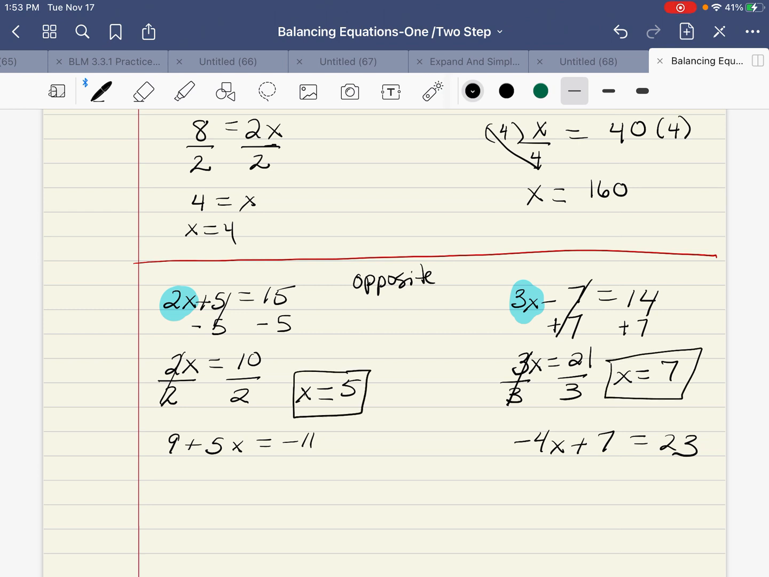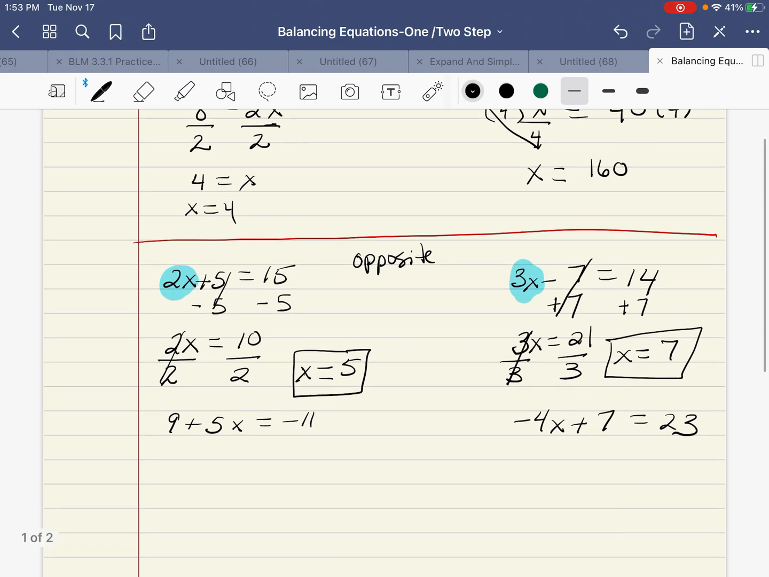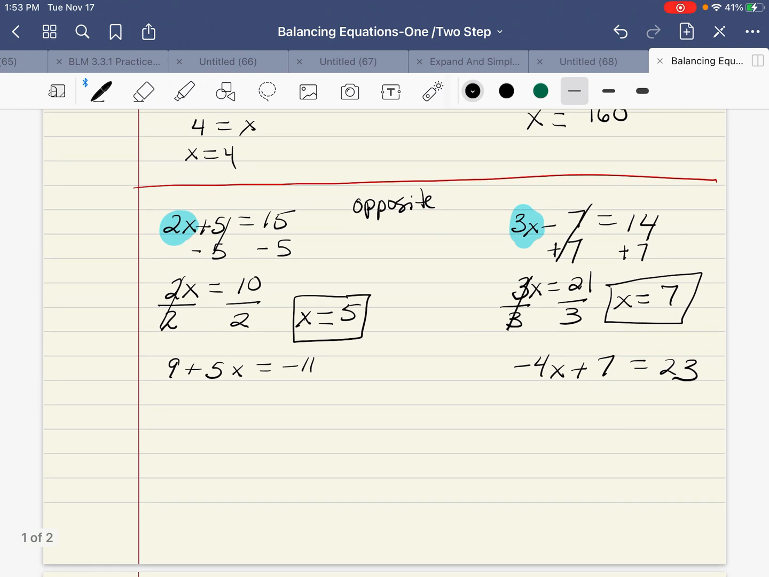So again, these are going to be 2 steps because we are doing 2 steps in order to solve for the variable. Okay, now this one here, 9 plus 5x equals minus 11. Exact same thing. Highlight the term with the variable. And you see 9 is out of place. The opposite of plus 9 is minus 9, but we do it to both sides. So minus 11 minus 9 is minus 20. You want 1x, so your second step is divide by 5. And minus 20 divided by 5 is minus 4.